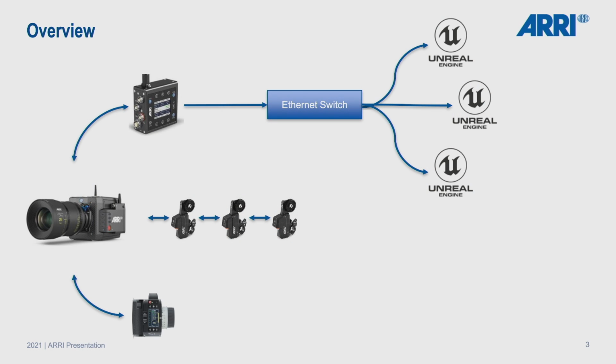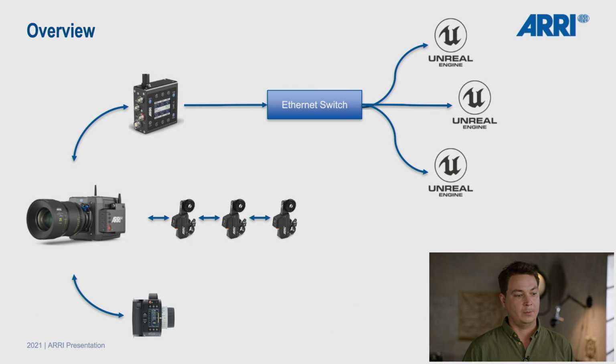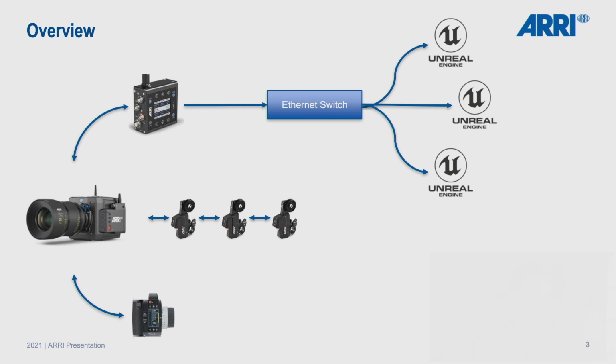We are using the UMC, so the Universal Motor Controller, to stream metadata from our cameras, in this case the Alexa Mini LF, straight to an Ethernet switch, and the Ethernet switch will then provide the metadata to the Unreal Engine render nodes. The Unreal Engine render nodes therefore provide the image to the background in real time, mimicking what the camera is doing, and especially what the lens is doing, for the background to be rendered correctly.